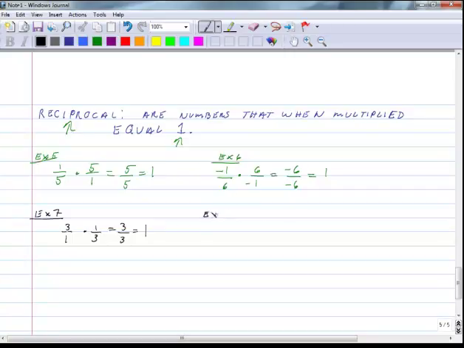That's the explanation of reciprocal, but this is where it really comes in handy. What if I have something like 2 over 5? Well, what's the reciprocal of 2 over 5? 5 over 2. So 2 times 5 is 10, 2 times 5 is 10, and 10 over 10 is 1.